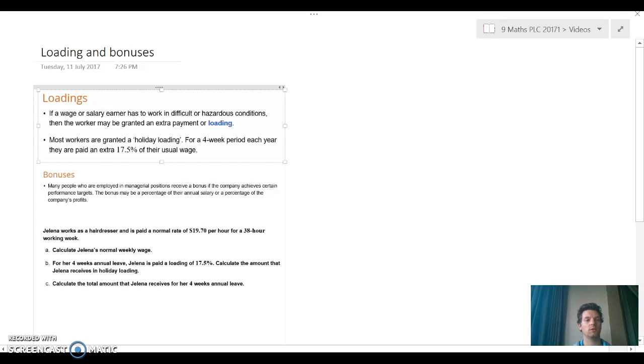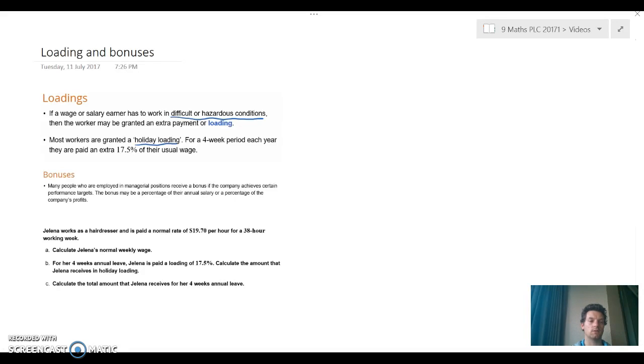In today's lesson, we're looking at loading and bonuses. So loading is paid to someone who works in difficult or hazardous conditions, and also workers are granted holiday loading. So loading is a payment that's made to people as a percentage of their usual wage for working in those conditions. So typically, the annual leave that people work receives a holiday loading of 17.5%.